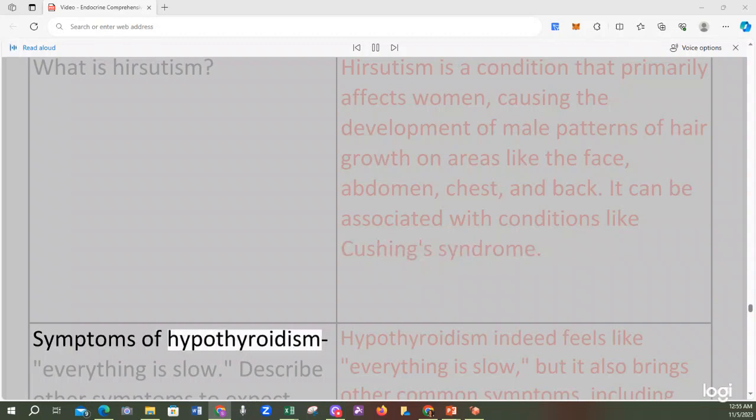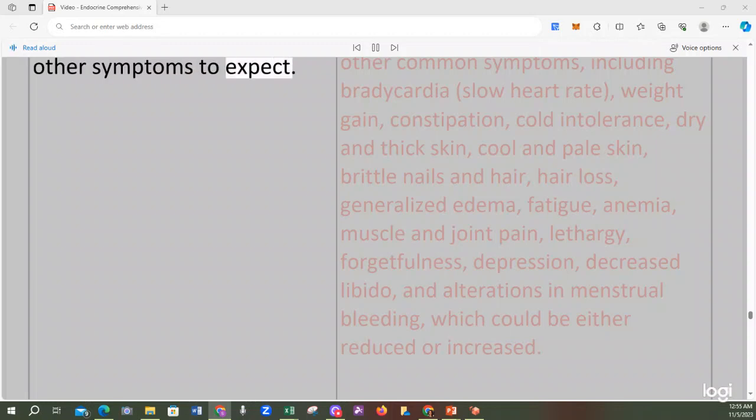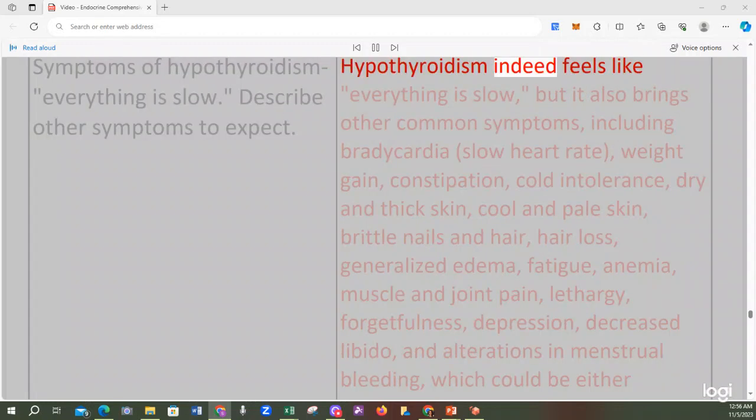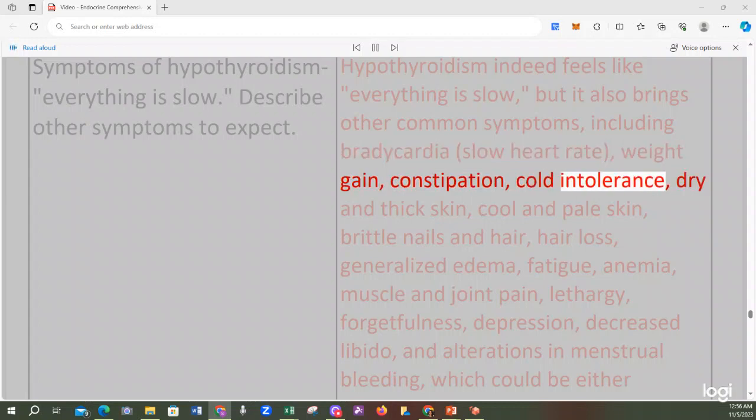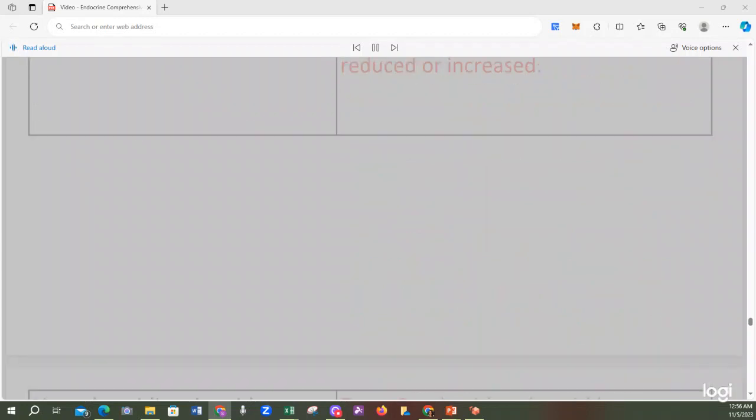Symptoms of hypothyroidism: everything is slow. Describe other symptoms to expect. Hypothyroidism indeed feels like everything is slow, but it also brings other common symptoms, including bradycardia, slow heart rate, weight gain, constipation, cold intolerance, dry and thick skin, cool and pale skin, brittle nails and hair loss, generalized edema, fatigue, anemia, muscle and joint pain, lethargy, forgetfulness, depression, decreased libido, and alterations in menstrual bleeding, which could be either reduced or increased.